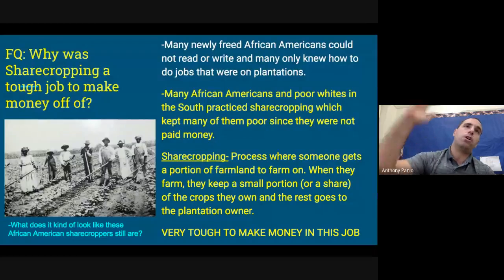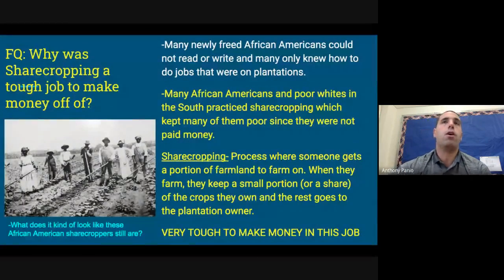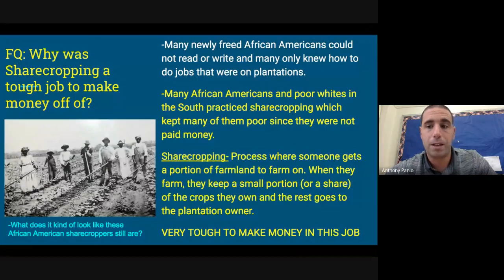So let's say you're growing corn, okay? Let's say you need to grow 100 pounds of corn for the landowner, the plantation owner. After you grow 100 pounds of corn, that's going to go to the plantation owner, and then you get to keep whatever else that you grow. What you'll notice is it is very tough for a person to make good money in this job. And sometimes they won't make any money in this job.